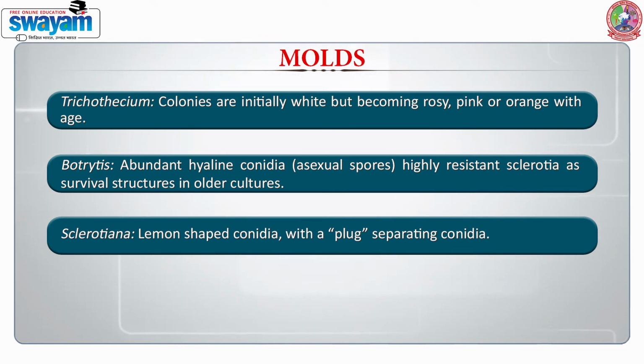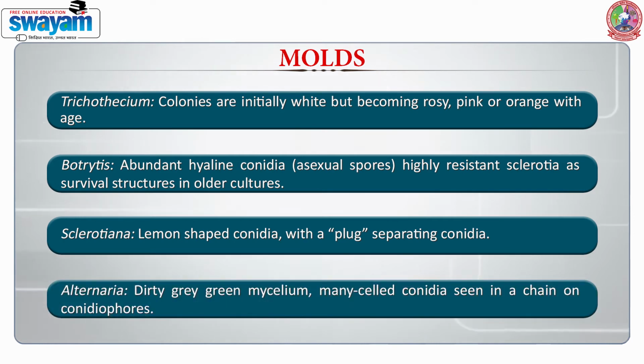Another common fungus is Alternaria. This fungus is characterized by dirty grey green mycelium and the conidia are many celled. They may be present as a chain on a conidiophore.